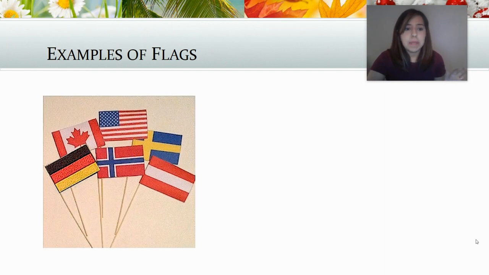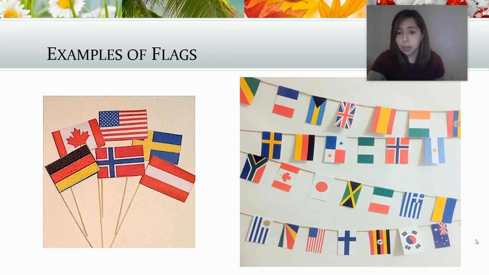So, I want you to think about some of the flags that you might have seen before, some of the flags that you're familiar with. And here's a couple of examples. You'll notice that they're all very colorful. Most of the time, they are in a rectangle shape. I know when I went to Nepal that they were triangle shaped, so they don't have to be a rectangle. But that's just what most of the flags are like.